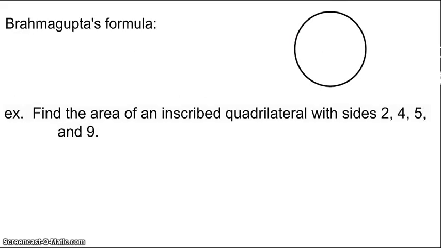Okay, moving on to Brahmagupta's formula. Brahmagupta's formula tells us how to find the area of inscribed quadrilaterals. So if I have a circle, I can then take a quadrilateral, whatever that may be. I have sides A, B, C, D. My B does not look very good. Let me redo that.